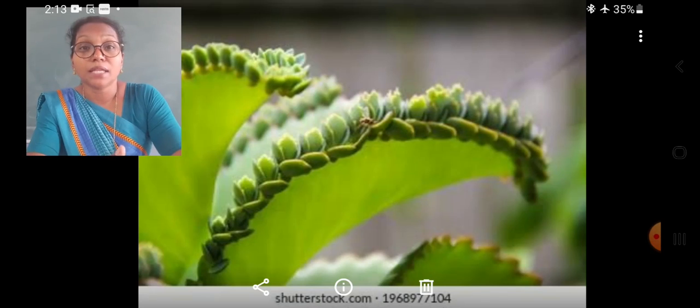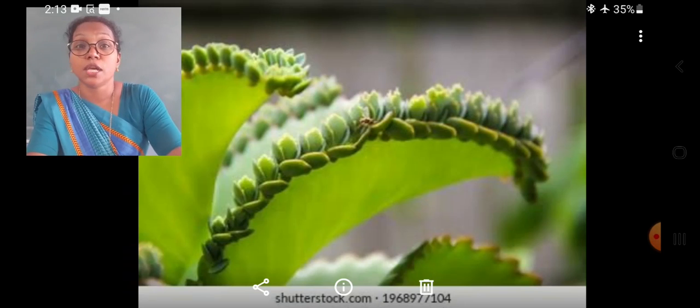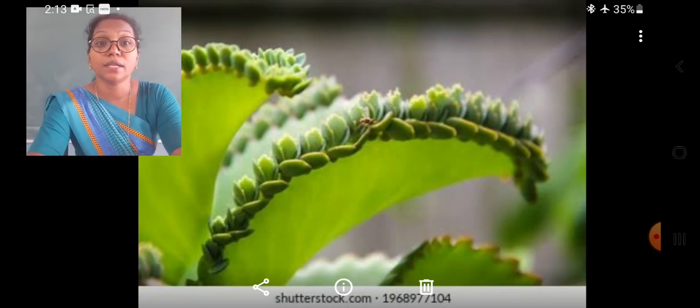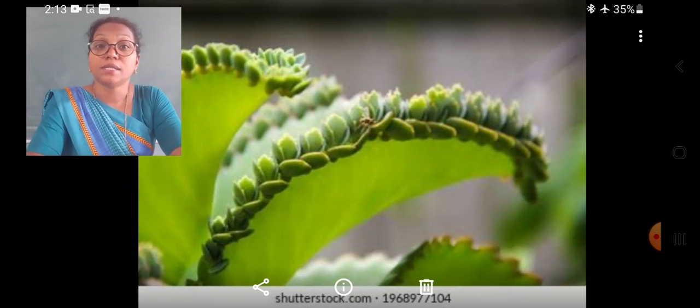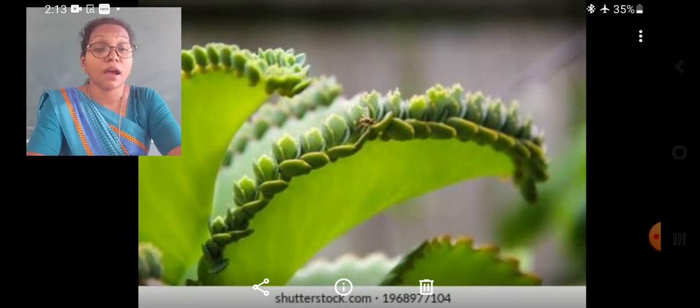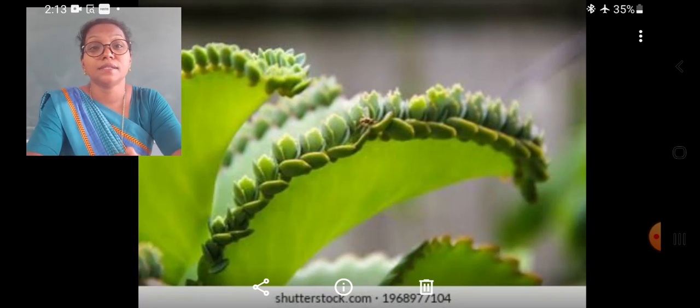There are many other plants, they reproduce from their body parts such as stem, roots, leaves or their underground stem. There are many other new techniques of vegetative propagation such as budding, layering, grafting. You will study them in the higher classes.